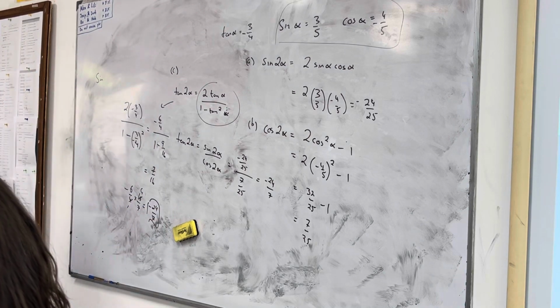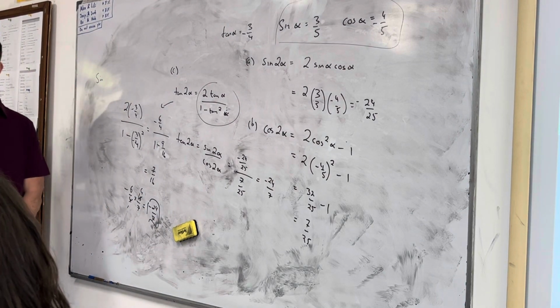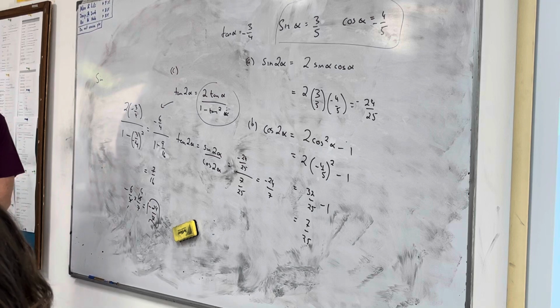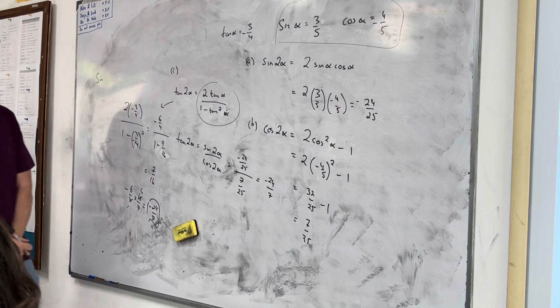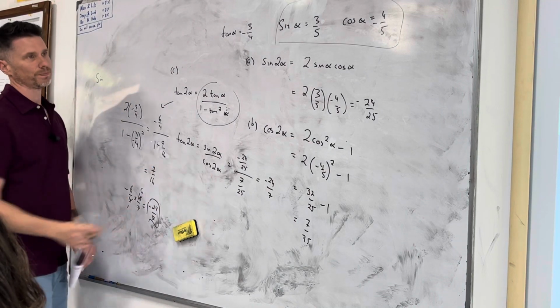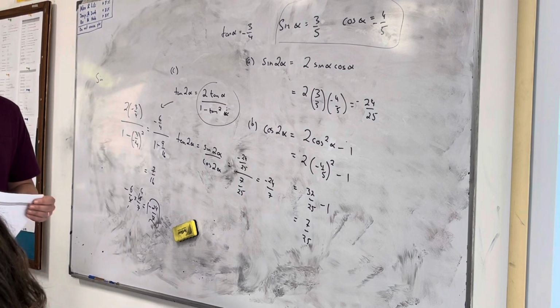Wasn't looking like it for a second, but it did pull through. So it's definitely easier to do this way if you have both sine and cosine to work with, using this one. Okay, hopefully that makes a bit of sense.